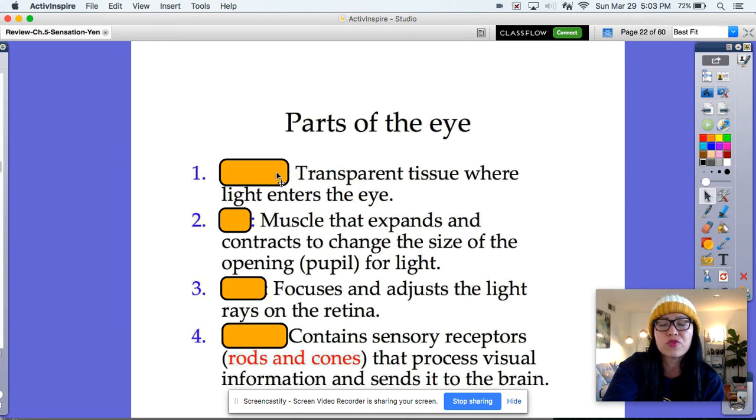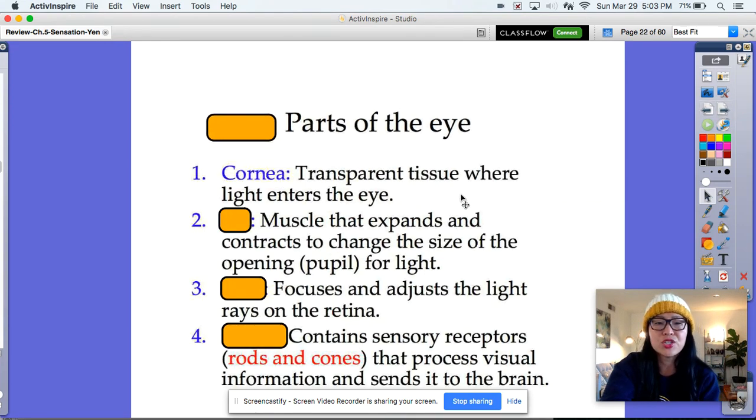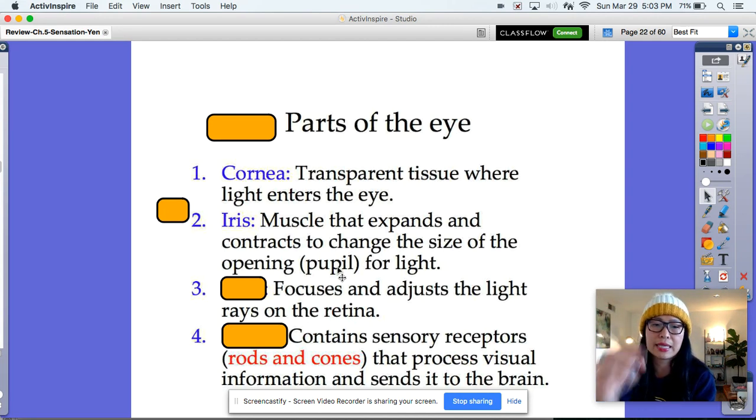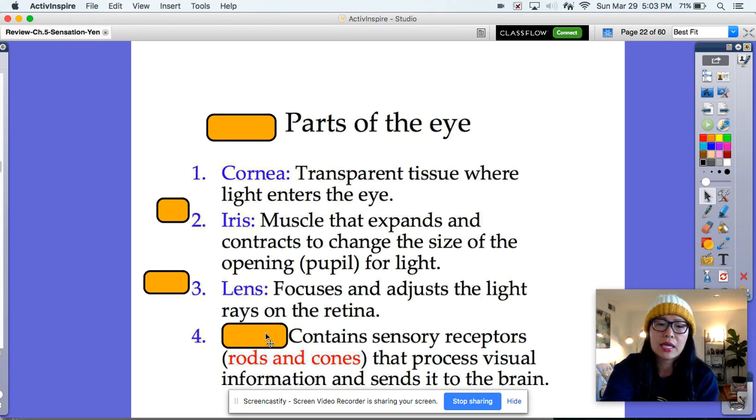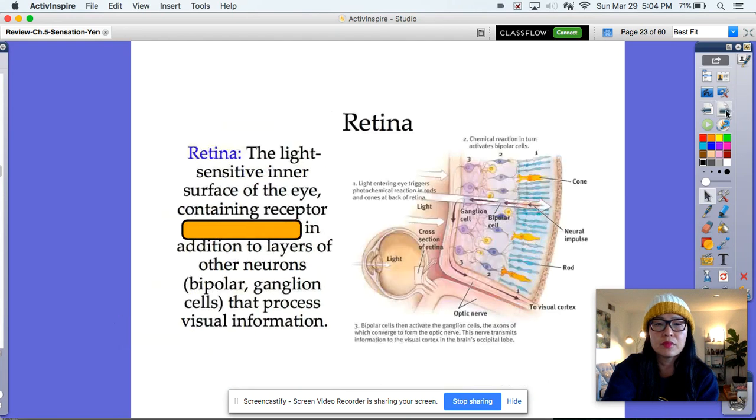Okay, again, definitions or functions. Cornea is a transparent tissue where the light enters the eye. It's basically the white part of your eye. The iris is the muscle that expands and contracts to change the size of the pupil. And then the pupil is basically going to change shape when it's letting light in. Again, the lens is going to focus and adjust. And then the retina is rods and cones. Hopefully you remember what rods and cones stand for. All right, so the retina, again, is your rods and cones. So this is your black, white, and color.